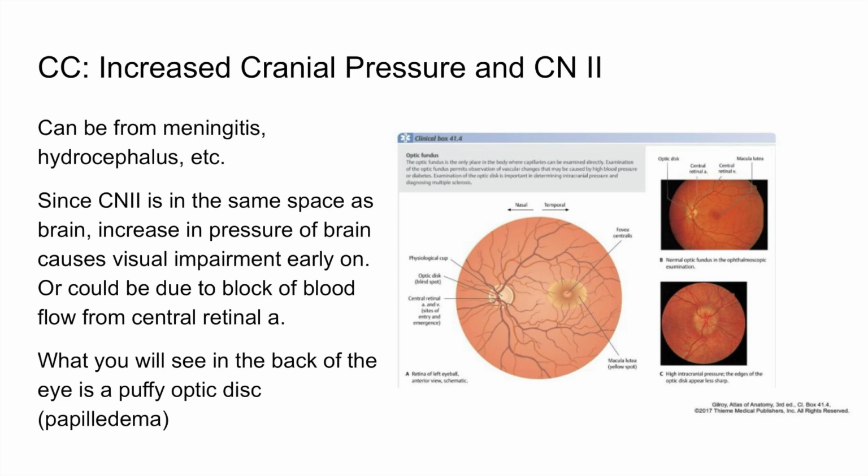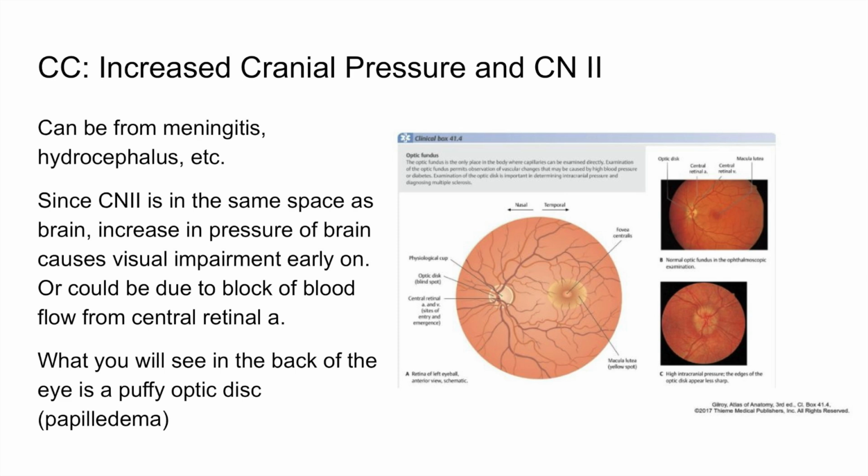So that means it's surrounded by, again, those same meningeal layers, like we said, and it sits within the same cerebrospinal fluid as the brain. So because of this, any increase in intracranial pressure will be transmitted directly to that optic nerve. This increased pressure impairs axoplasmic flow within the ganglion cells' axons that make up the optic nerve, and can also compress the central retinal vessels, disrupting blood flow.